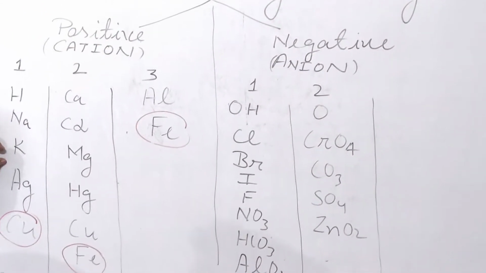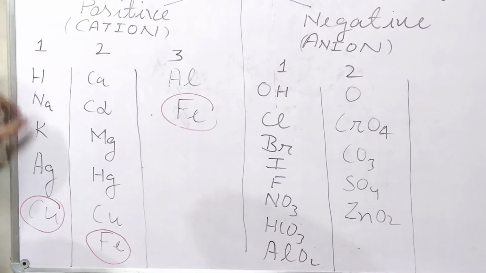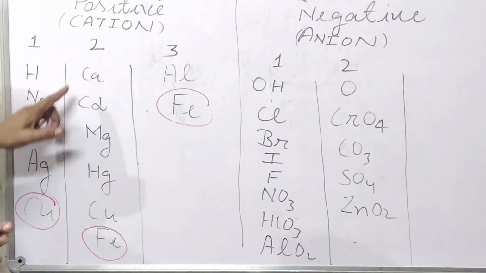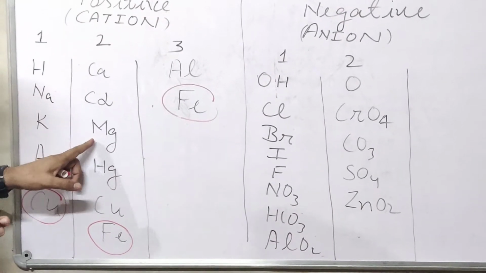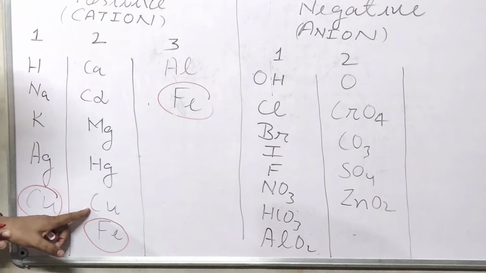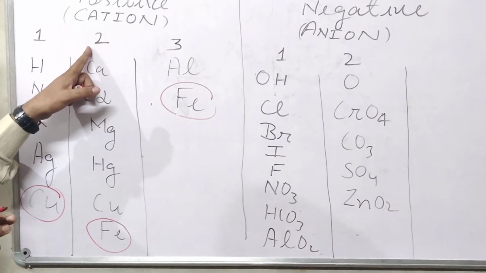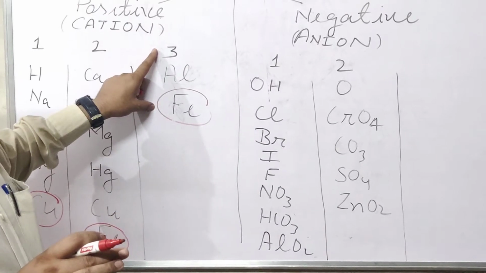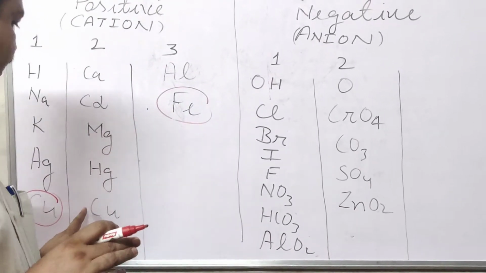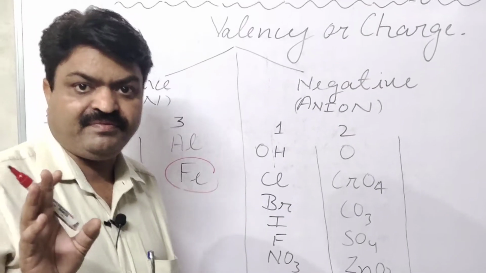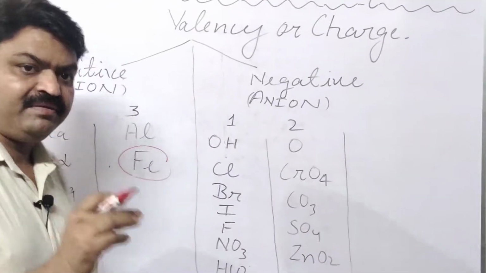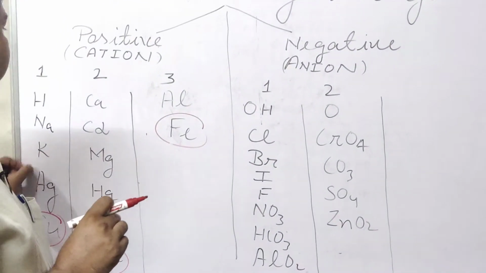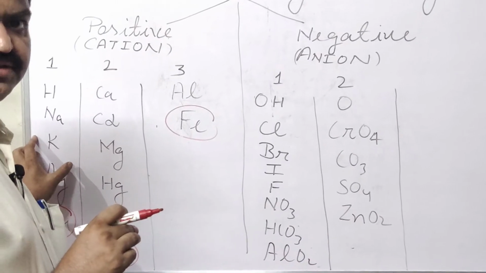Hydrogen, sodium, potassium, silver and copper have one. Calcium, cadmium, magnesium, mercury, copper and iron have two. Aluminium and iron have three. In this, copper and iron have variable valency, but the other elements have fixed valency, student.